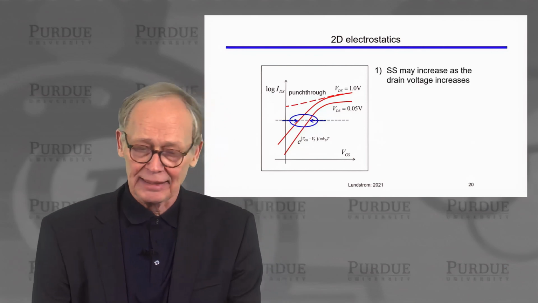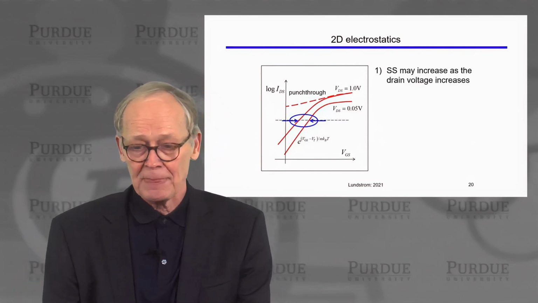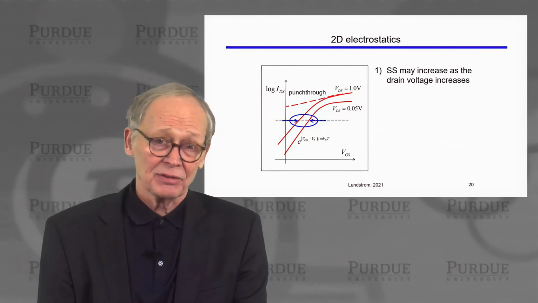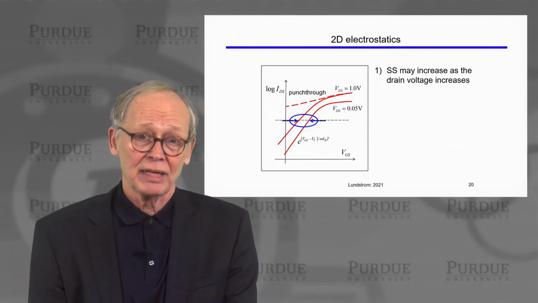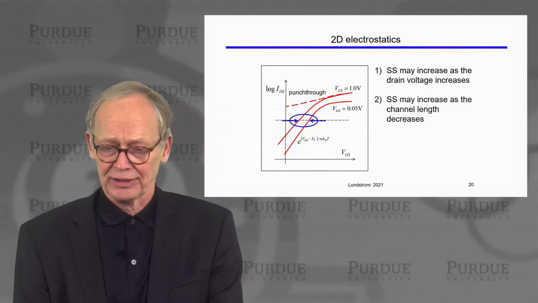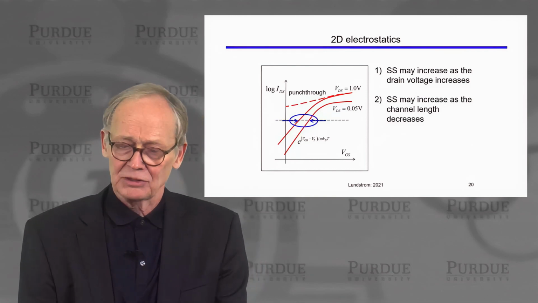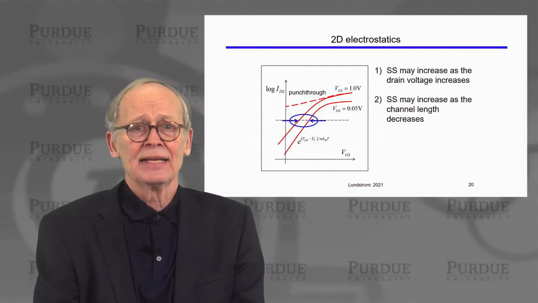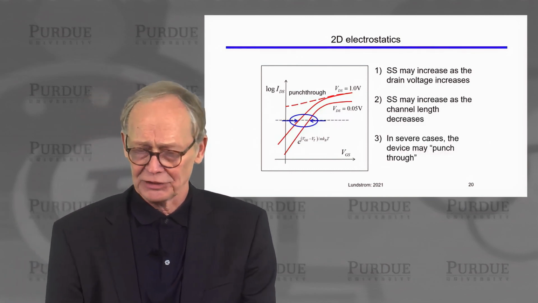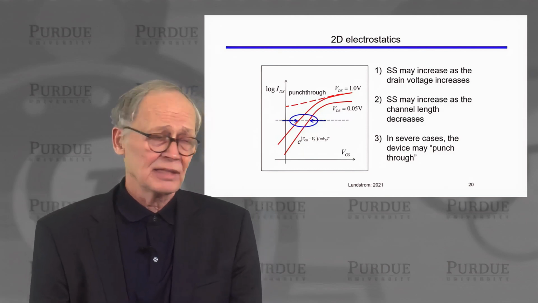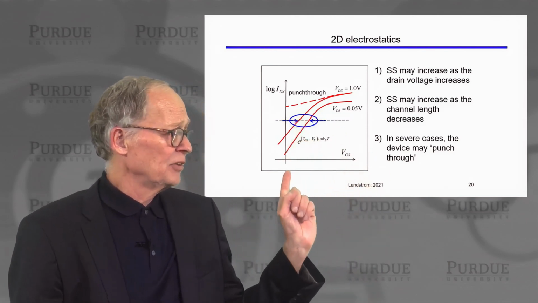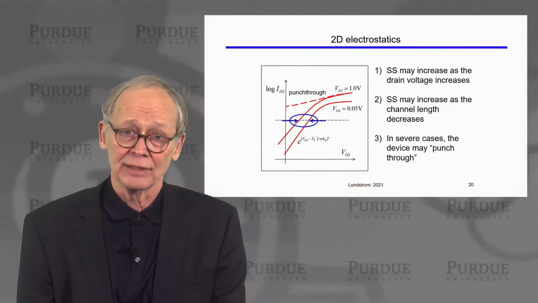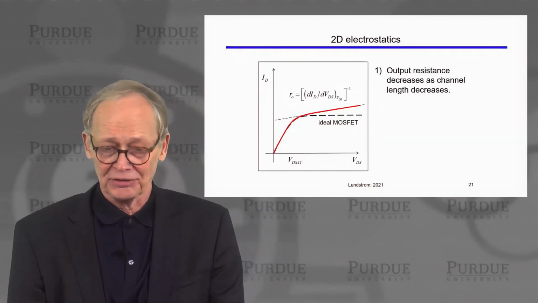Now things can get very bad. The subthreshold swing may also increase as the drain voltage increases. Even in a fully depleted ultra-thin body structure, that's not a desirable characteristic. The subthreshold swing may increase as the channel length gets smaller. So things get worse and worse as the channel length shrinks. That's not a desirable feature. And in severe cases, the device might punch through. That means that even if we don't apply a voltage to the gate, significant amounts of current may be flowing. That's not a desirable feature for a transistor.